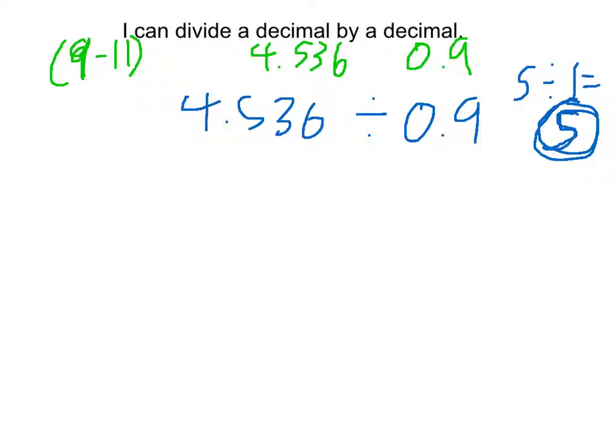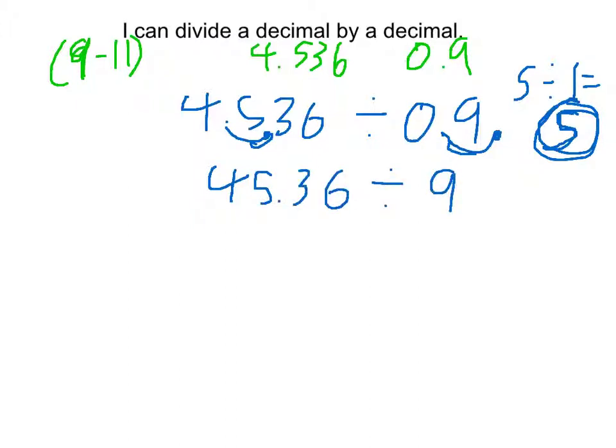So if we remember from the last video, whenever we are dividing by a decimal, it's not the funnest thing to do. So we want to change it right away. Multiply this by 10, move the decimal point. Multiply this by 10, move the decimal point. So our new problem is 45.36 divided by 9, because our decimal point's right there. Makes it a much more manageable problem.